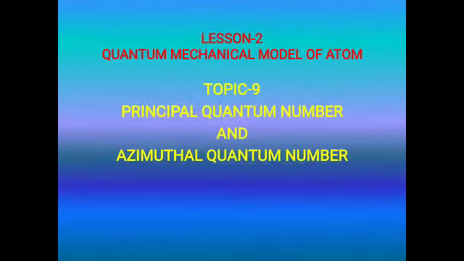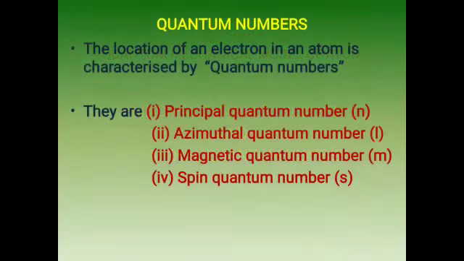Dear students, in this video, I am going to explain lesson number 2, quantum mechanical model of atom, topic number 9, principal quantum number and azimuthal quantum number. What are quantum numbers? The location of an electron in an atom is characterized by quantum numbers. That is, the details that are necessary to give information about the exact position of an electron in an atom are given by quantum numbers. How many quantum numbers are there?